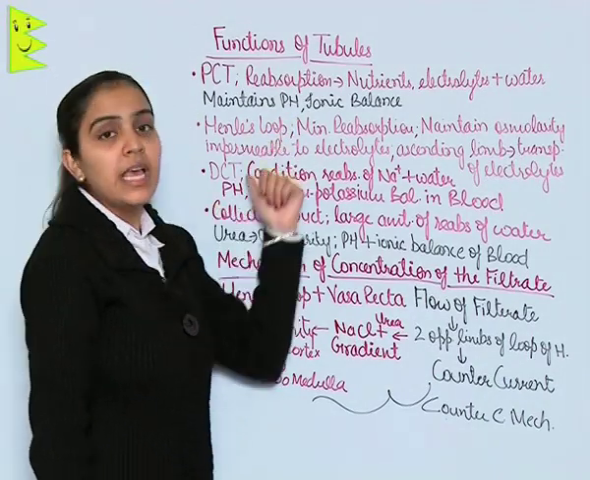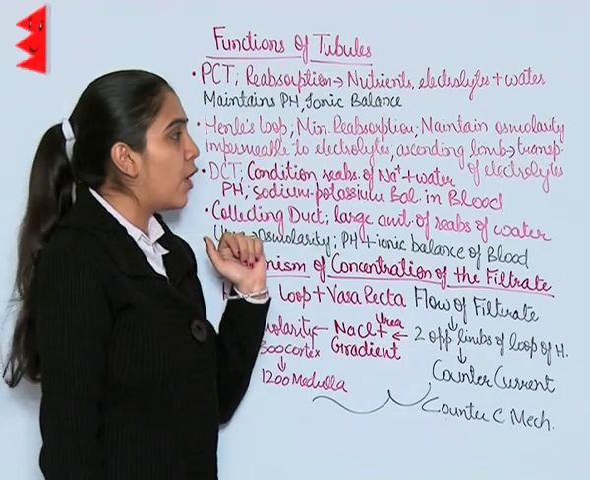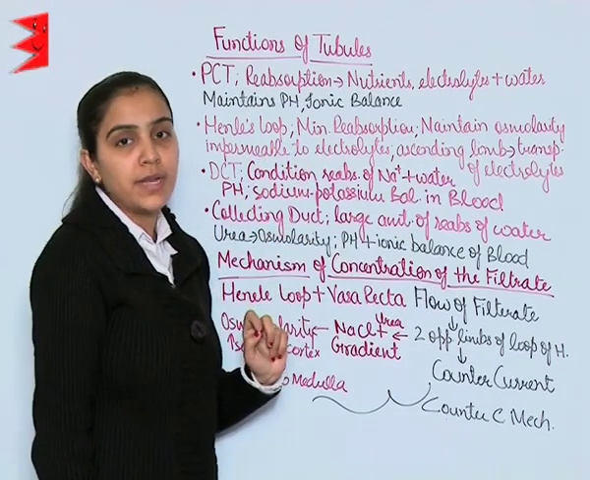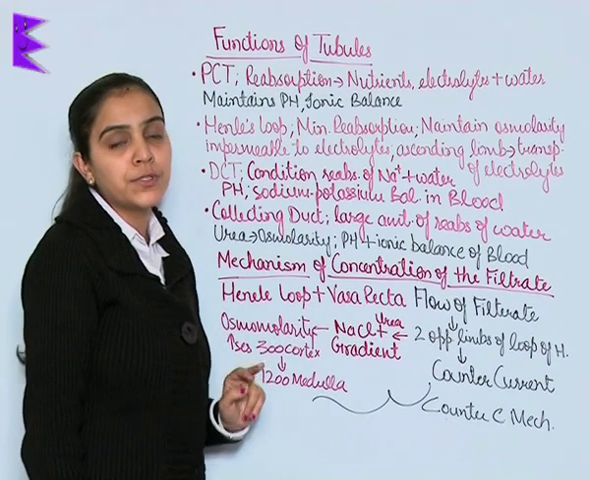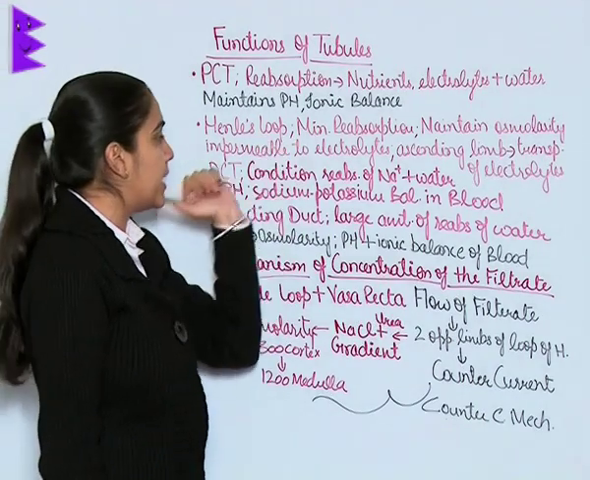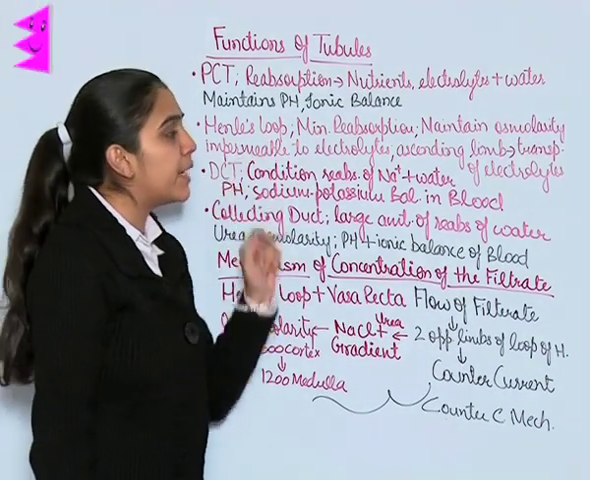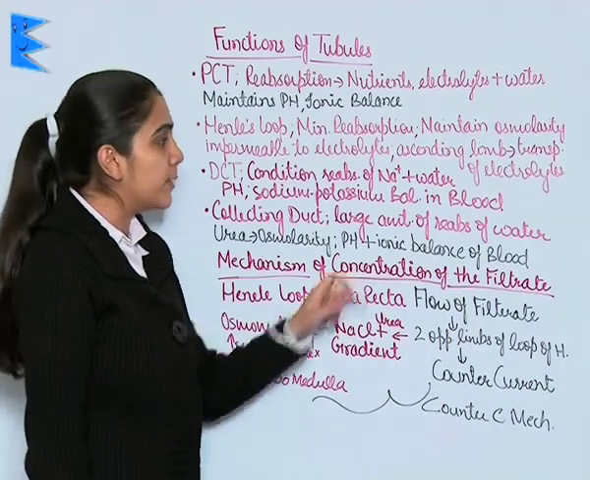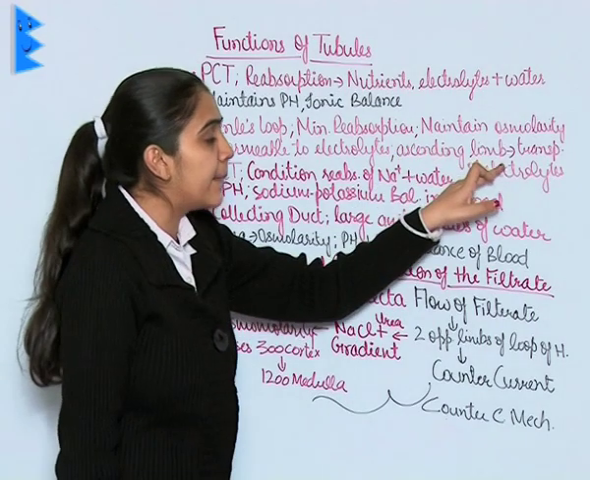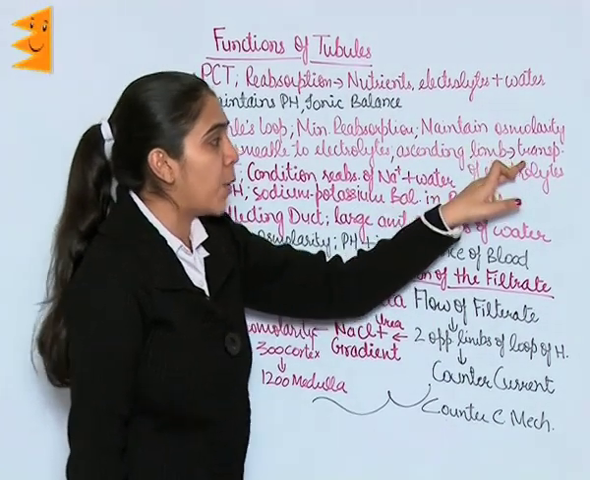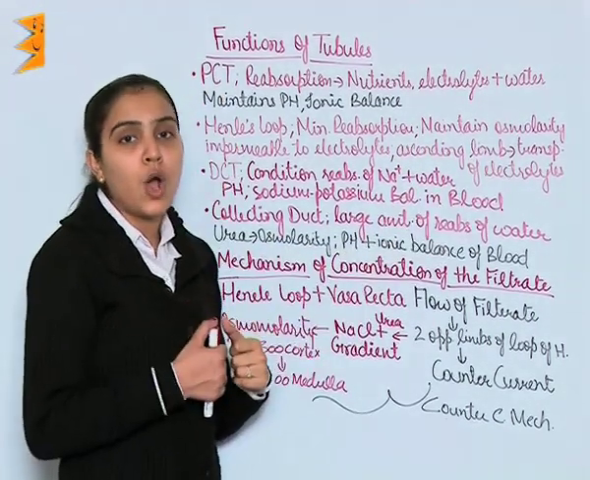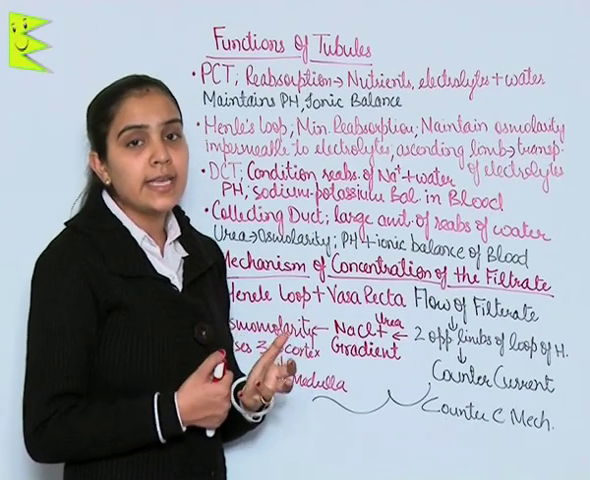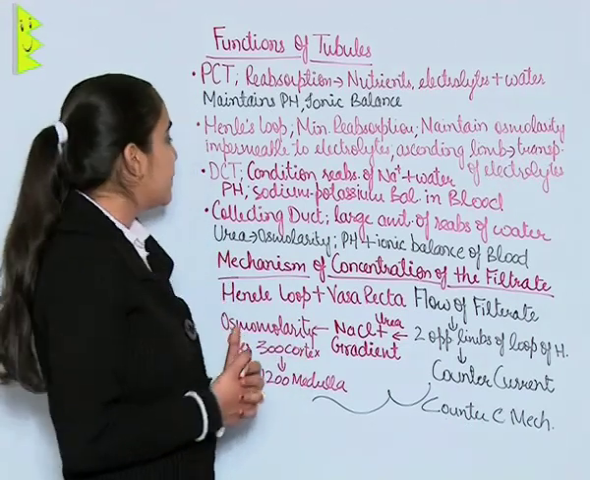Henle's loop. It is responsible for maintaining osmolarity because reabsorption is minimum in Henle's loop. It is impermeable to electrolytes but permeable to water. Ascending limb is responsible for the transport of electrolytes either actively or passively.